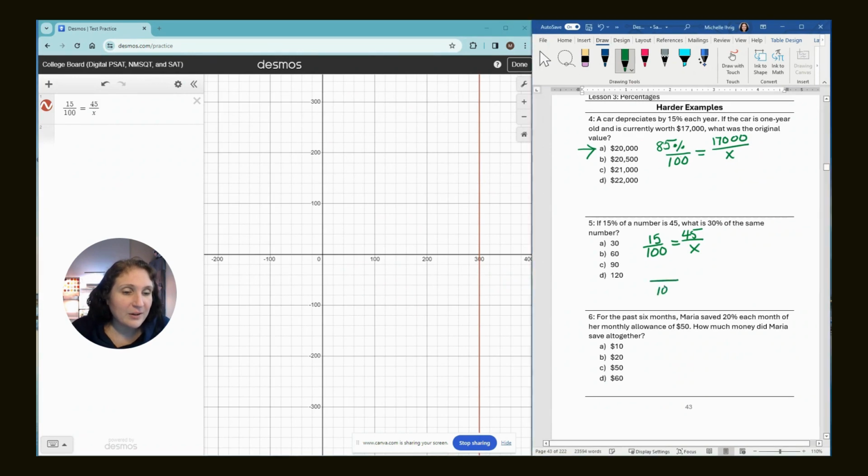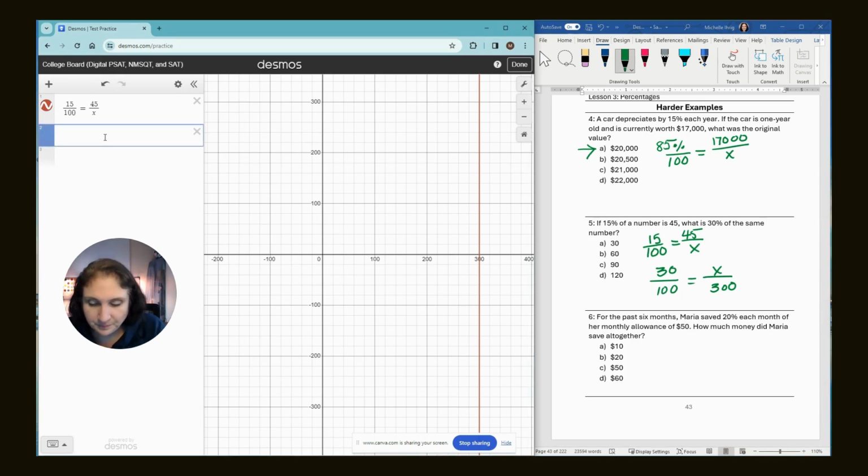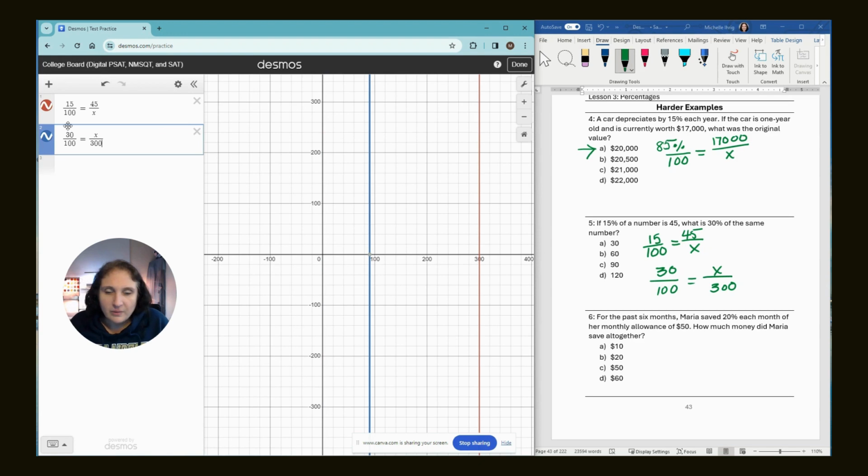Okay, so now I know my original number is 300, and it wants to know what is 30% of the number. So now instead of 15 over 100 equals 45 over X, I'm going to do 30 over 100 equals X over 300. And we already know that the answer is going to be 90, but let's just double check, because there's multiple ways that we can use Desmos to help us. And when we do that, that's what we get, 90. How fun is that?